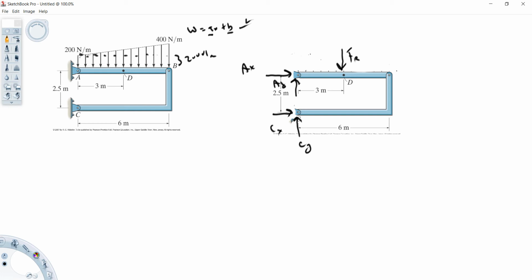Okay, the triangle now, keep in mind that this is 200, this is 6. So you're going to have a 1/2 times 200 times 6. I'm going to call that F sub T for the triangle, and that's going to go 1/3 from the corner. So you're going to have another force over here from the triangle, and again, these distances would be known.